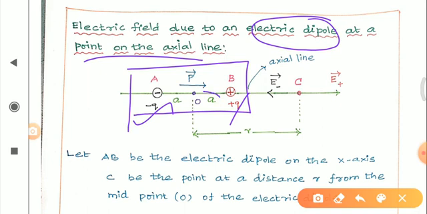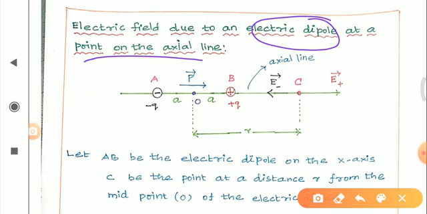What is the dipole distance? 2a is here. At the point B, plus charge is there. At the point A, minus charge is there. Okay. Then what is the point we are going to take? From the midpoint of the electric dipole, we are taking the point that is nothing but C. It is at a distance of r.